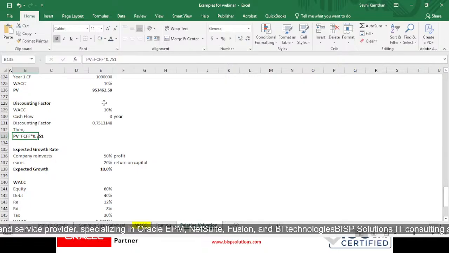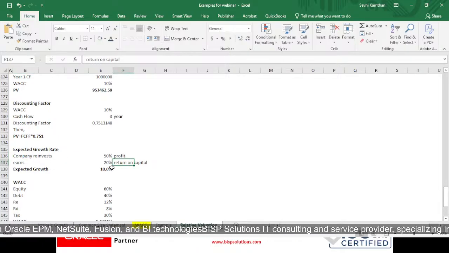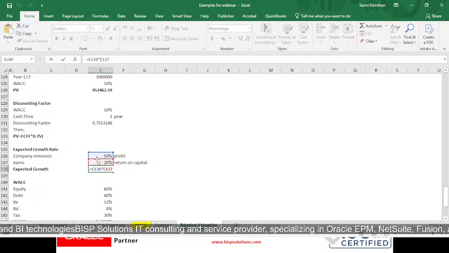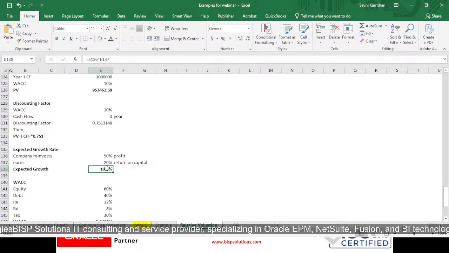So if the company reinvests around 50% of its profit and earns 20% return on capital, the expected growth rate will be 10%. How is it calculated? It is calculated through the company's reinvestment into earning. So it will be giving us expected growth rate as 10%, right? So this tells us how fast the business will grow if it continues investing at the current rate and return, right?